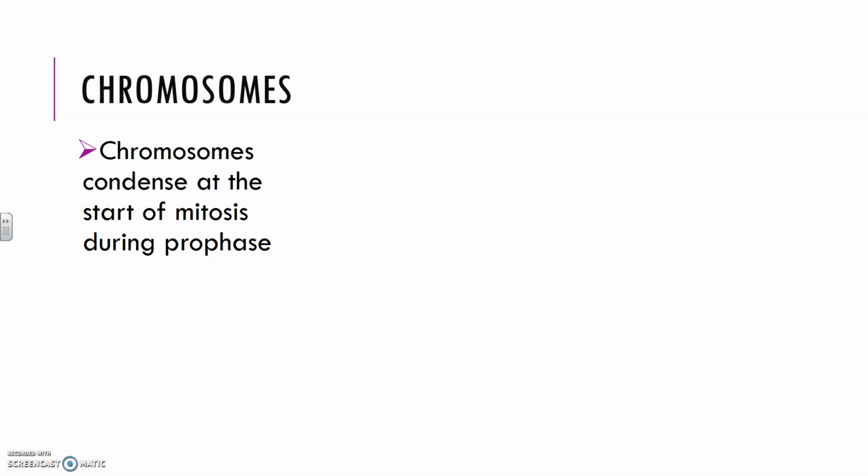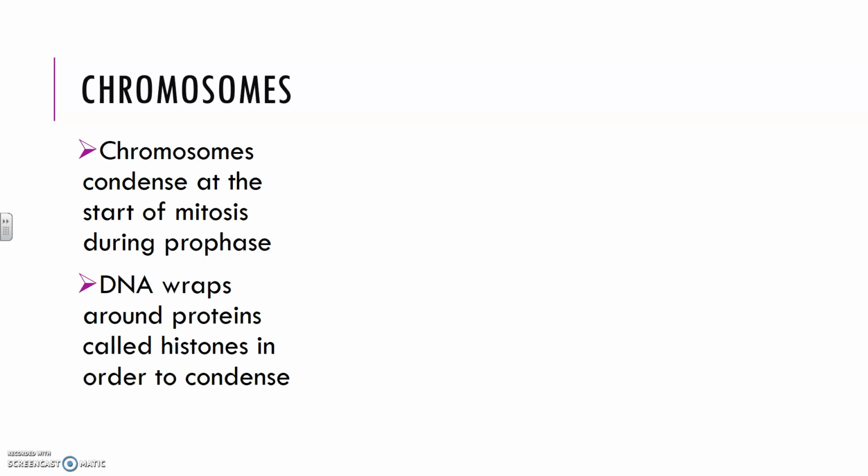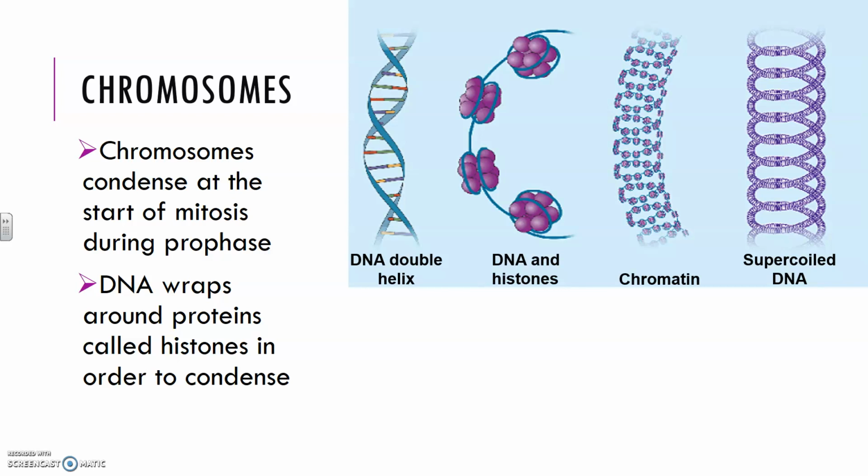So chromosomes condense at the start of mitosis during prophase. So again, this is kind of a method of basically untangling the different pieces of DNA and then making them easier to handle. Okay, so that you don't have all of these knots forming within the DNA when you're trying to pull the strings apart. So DNA, when it condenses, actually wraps around proteins called histones. Okay, so this is basically creating a spiral. Okay, so this is different organizational levels in these chromosomes.